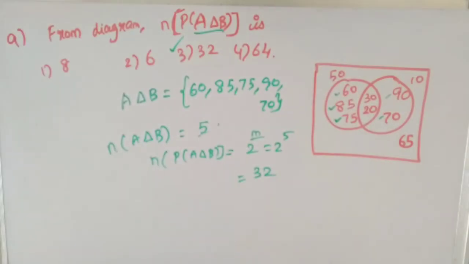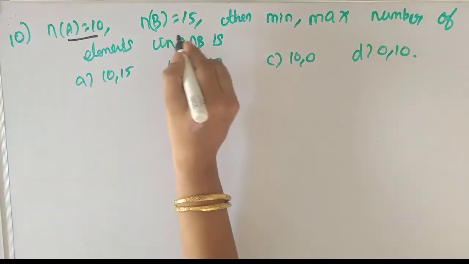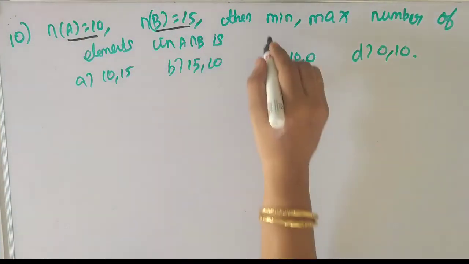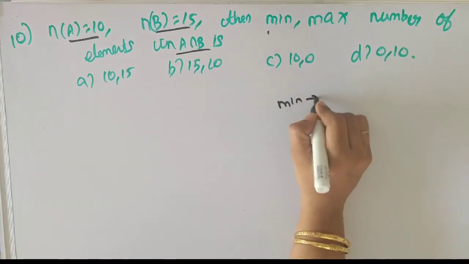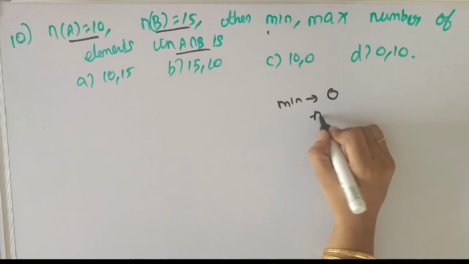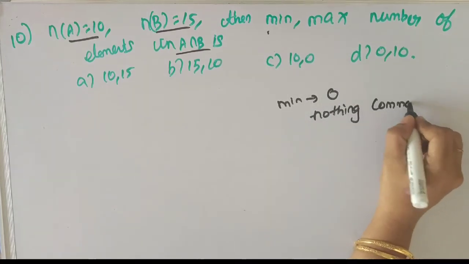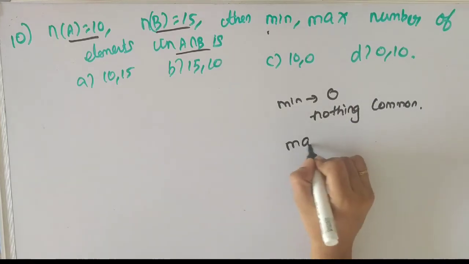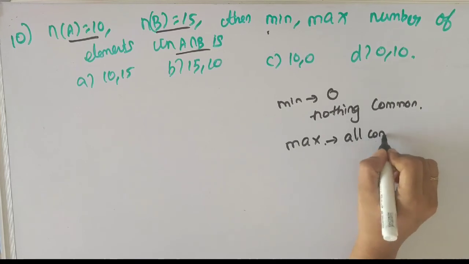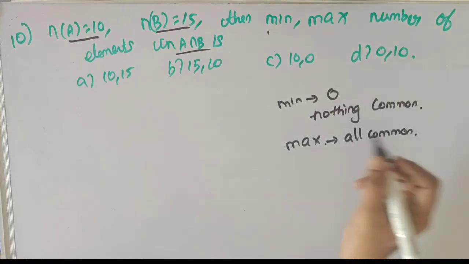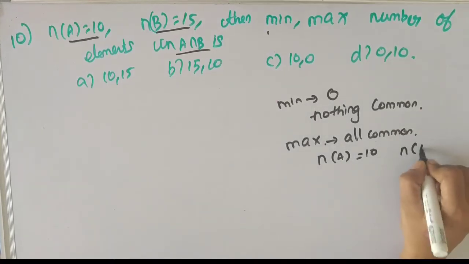Now let's go to the 10th question. n(A) is equal to 10, n(B) is equal to 15. We have to find the minimum and maximum number of elements in A intersection B. What is the minimum number? There can be no common elements between A and B. So the minimum number of A intersection B will be 0. What is the maximum number of elements in A intersection B? All the elements can be common between A and B. It will be the maximum number, isn't it?